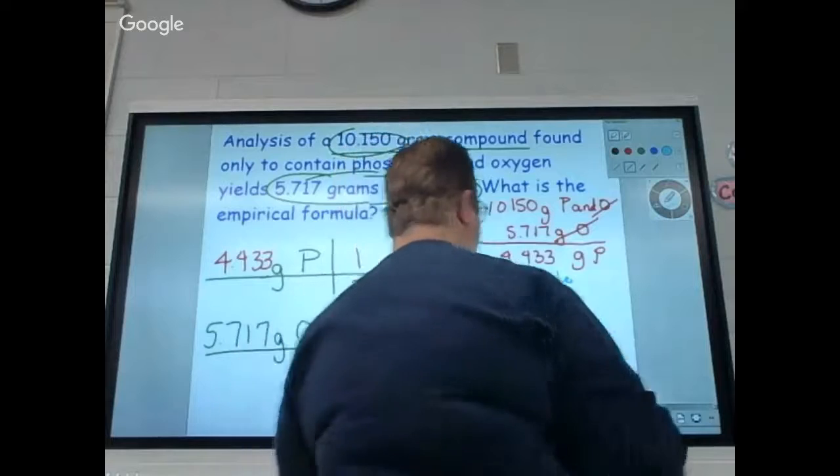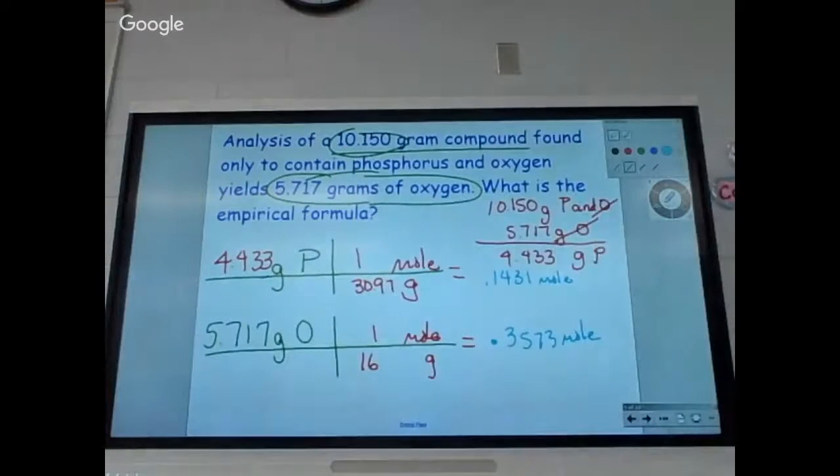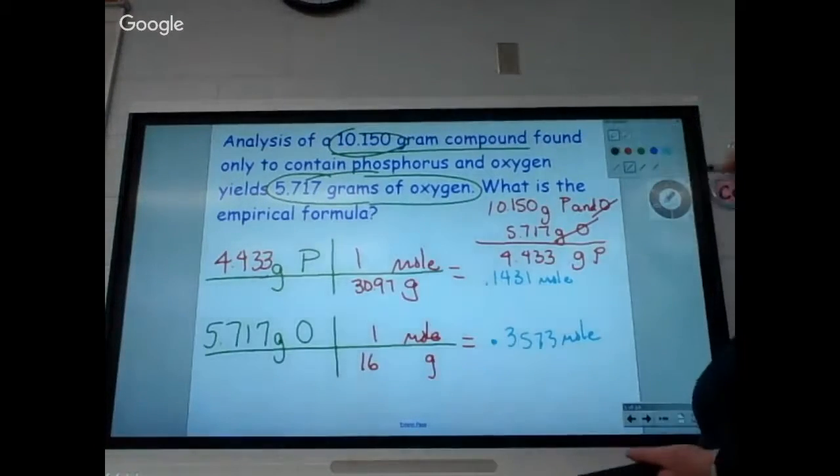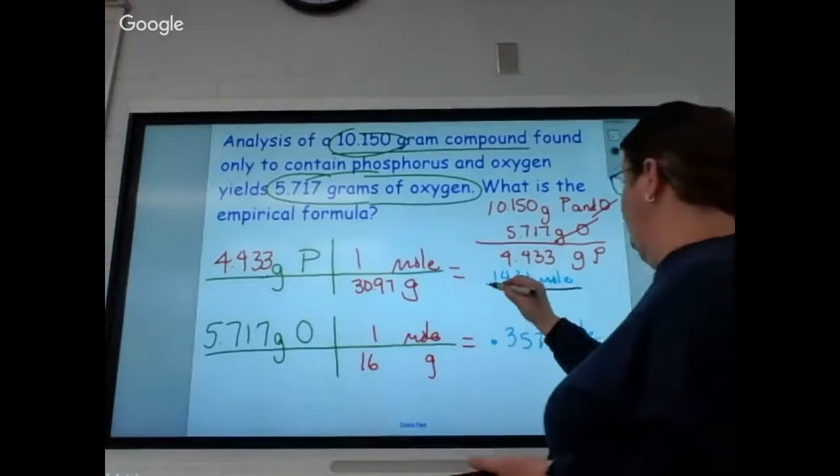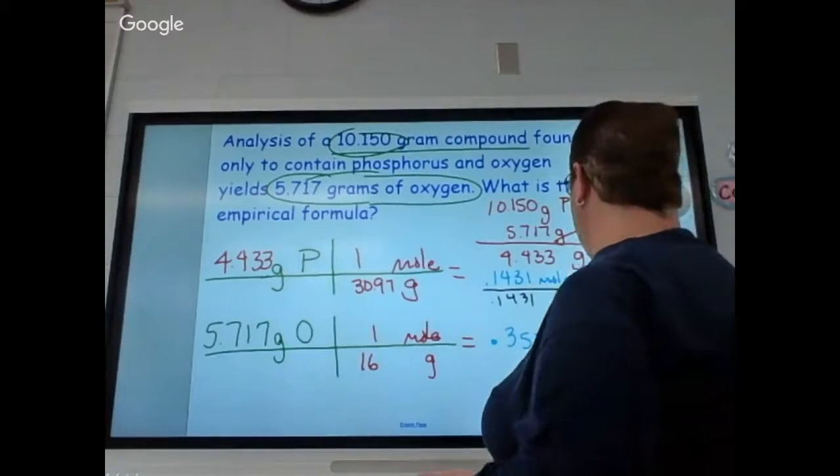All right, so we have those numbers. Okay, and you divide it by the smallest. So 0.1431 equals 1.